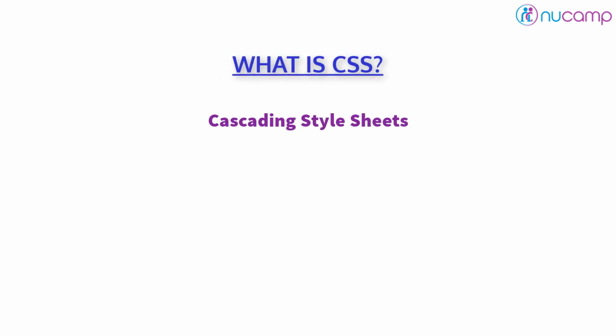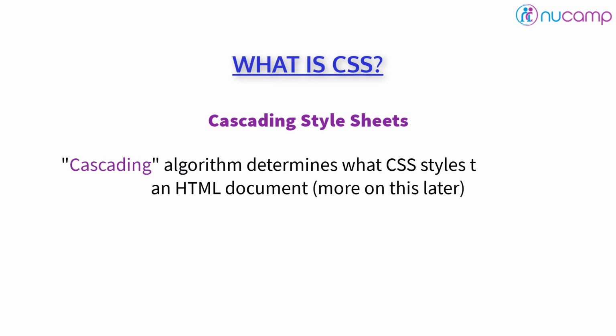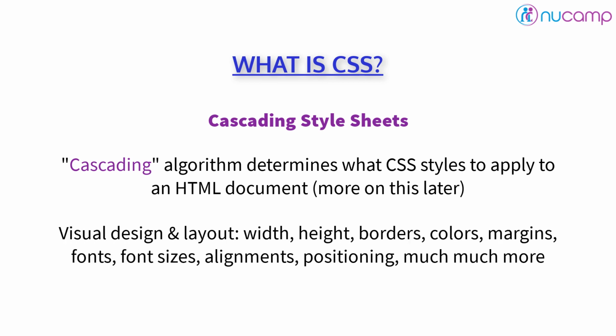CSS stands for Cascading Style Sheets. The cascading part refers to a complex algorithm that's used to determine what CSS styles are applied to a particular HTML document. We'll come back to the cascading algorithm later in another lesson. By now, you already know that CSS is used to control the visual design and layout of an HTML page. This includes the width and height of elements, borders, colors, margins, fonts, font sizes, alignments, positioning, and much more.